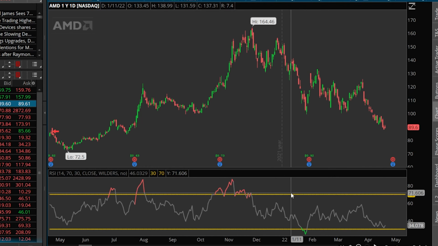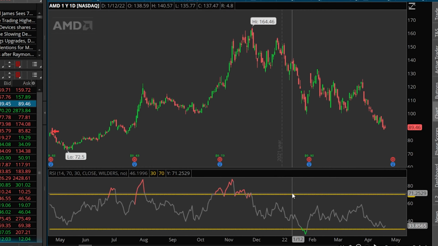And remember, traditionally, anytime that value is greater than 70, the stock is said to be overbought. Anytime the value is below 30, the stock is said to be oversold. So now that we've actually got the study on our chart, there are a few different ways that we could use this to actually find our buy or sell indications.